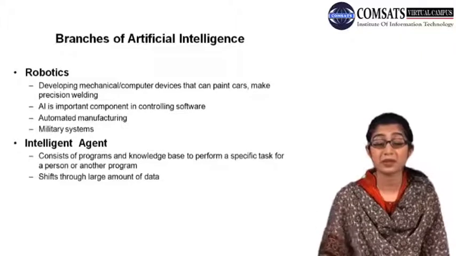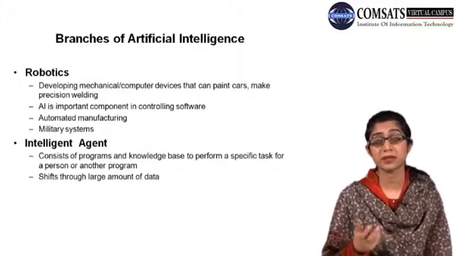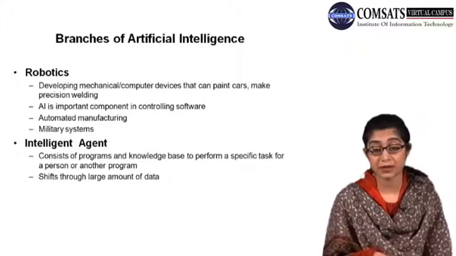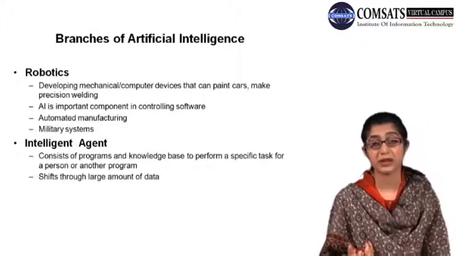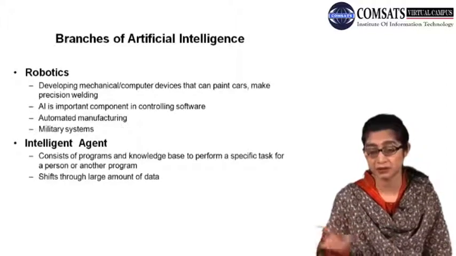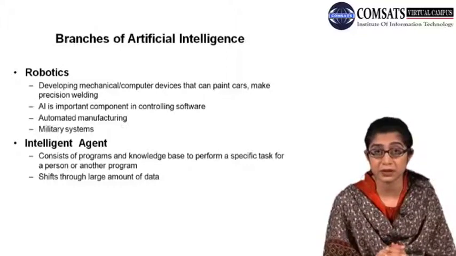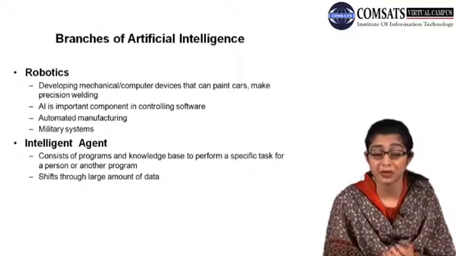Right, next we have the different branches of artificial intelligence. This concept of artificial intelligence can be used in different types of computer systems, a very important aspect of which is expert systems, which we will see later on. So the very first branch of artificial intelligence that we're going to discuss is robotics.